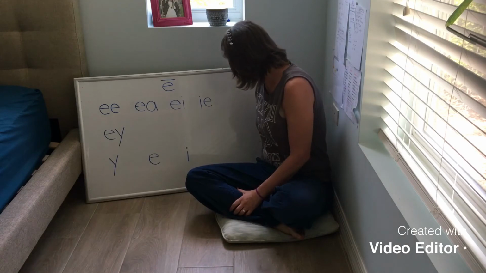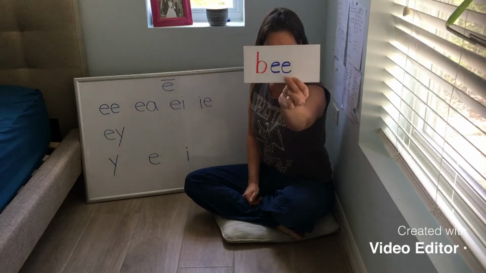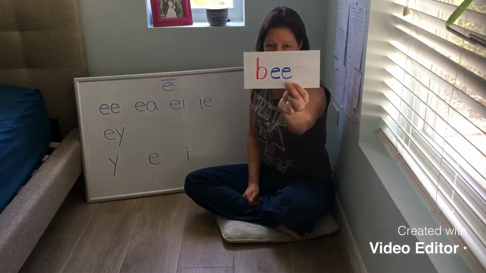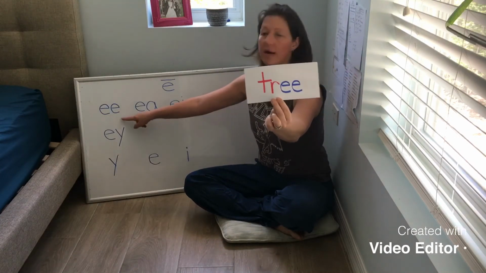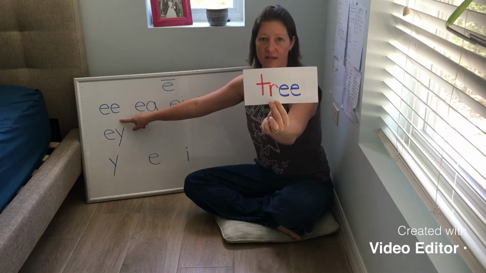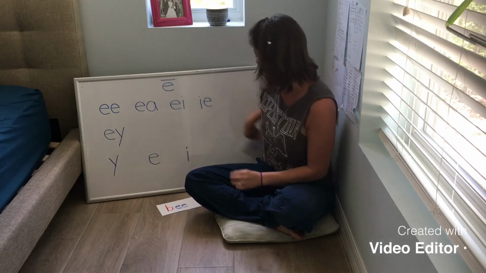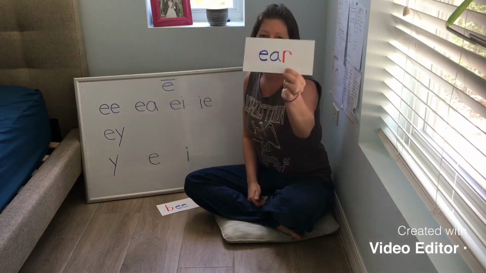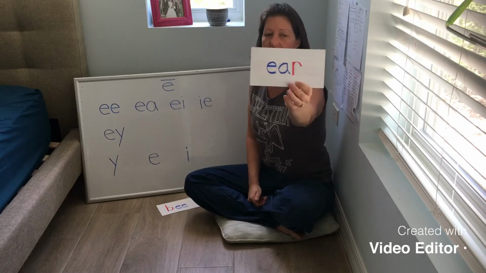Let's look at some words that have these vowel teams in them. And let's read them. Bee, see it there? Tree. Both have the phonogram EE, making the E sound. Next one. Ear, that's right. Let's try the next one.